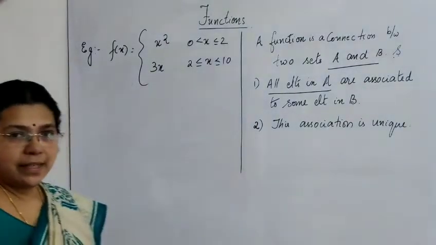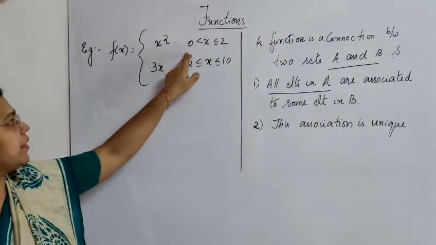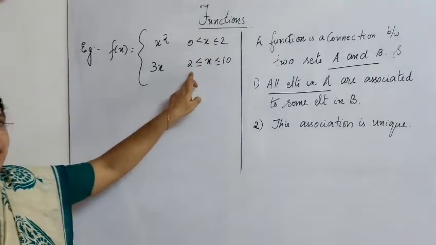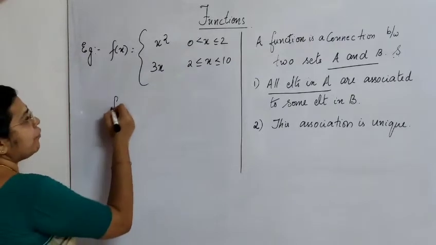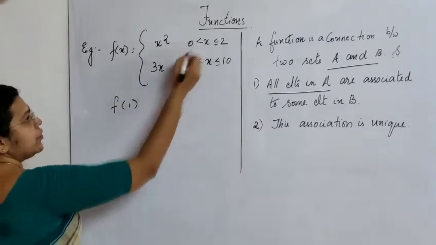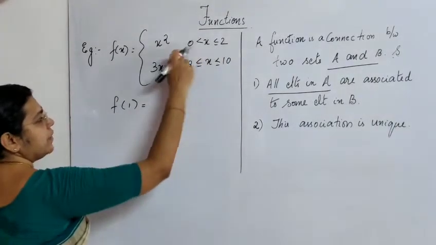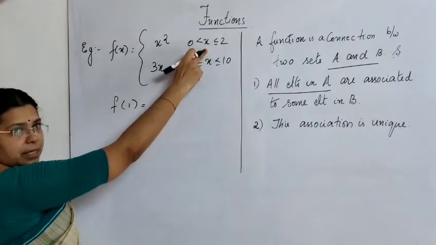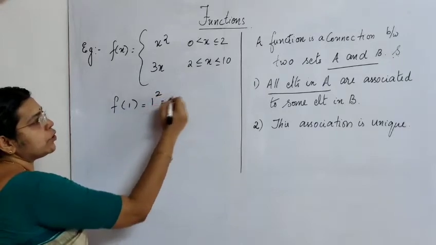Now let's have another example here. Here you have f of x equal to x square for the values of x lying between 0 and 2, and 3x for the values lying between 2 and 10. Now what is f of 1? That falls inside this particular interval. The value x equal to 1 is coming in this interval. So I have f of 1 equal to 1 square, which is 1.